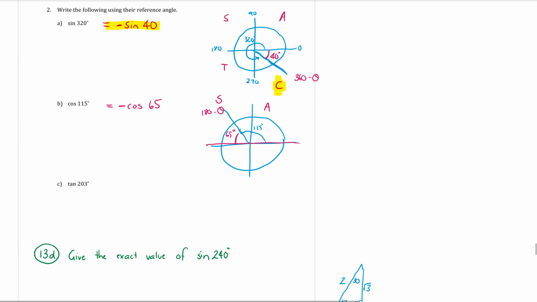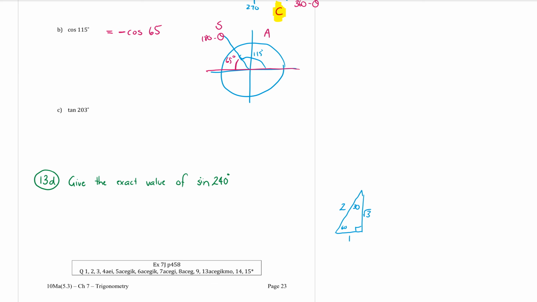One more of these to go. Part C. Find tan of 203 degrees. Draw your all stations to central diagram. 203 degrees would be more than the 180 line, somewhere in this third quadrant. So 203 would be around to there. We are trying to find the acute angle to the horizontal line, that one in there.